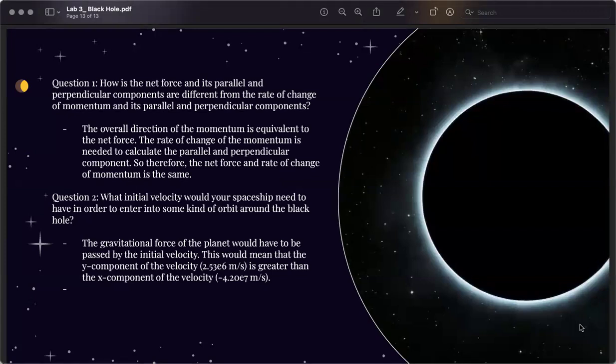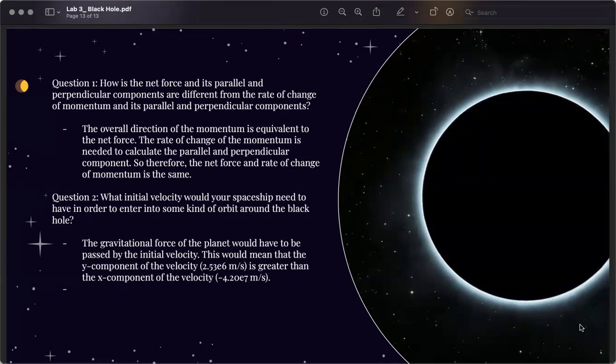So question one, how is the net force and its parallel and perpendicular components different from the rate of change of momentum and its parallel and perpendicular components? So the overall direction of the momentum is equivalent to the net force. So the rate of change of the momentum is needed to calculate the parallel and perpendicular components. So therefore the net force and the rate of change of momentum are the same. And you can also see this through the code.